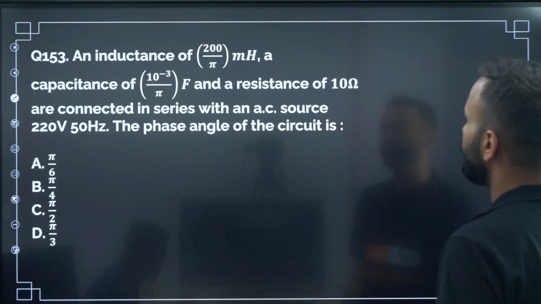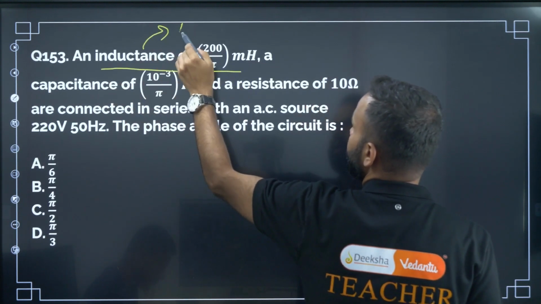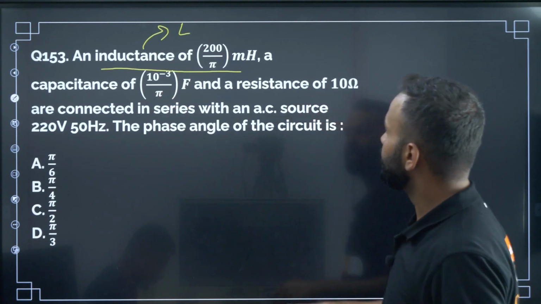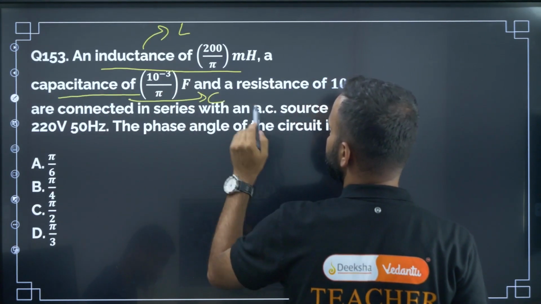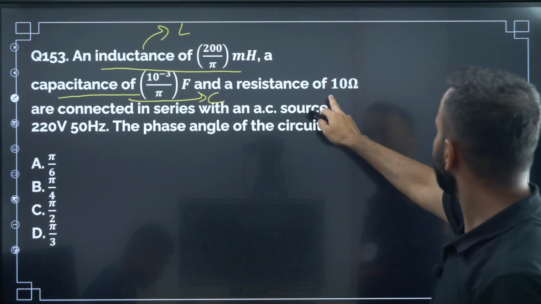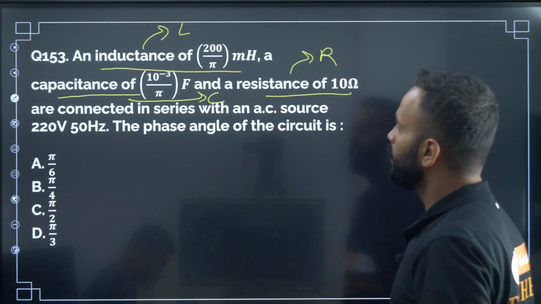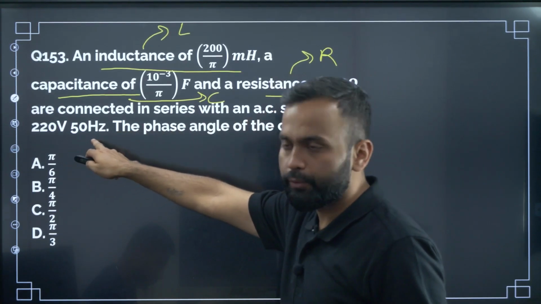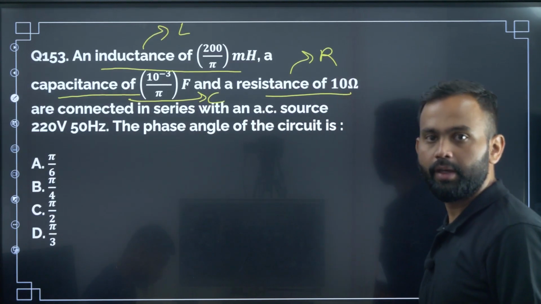An inductance of 200 by pi millihenry. See here, inductance L is given, right? A capacitance of 10 to the power minus 3 by pi farad, that is C is given, right? And a resistance of 10 ohm, R is given, are connected in series with an AC source 220 volt 50 hertz. The phase angle of the circuit is.